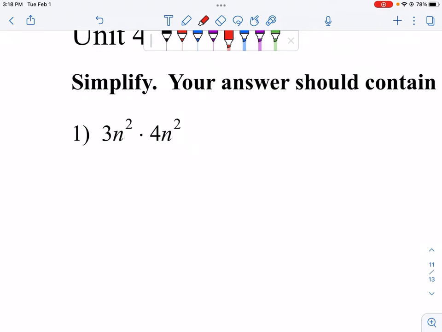Number one here, we're going to notice that we are multiplying. And so when we multiply, we are going to multiply our bases. 3 times 4 is going to make 12. And then n to the second and n to the second is going to give us a total of n to the fourth. We are adding 2 plus 2.